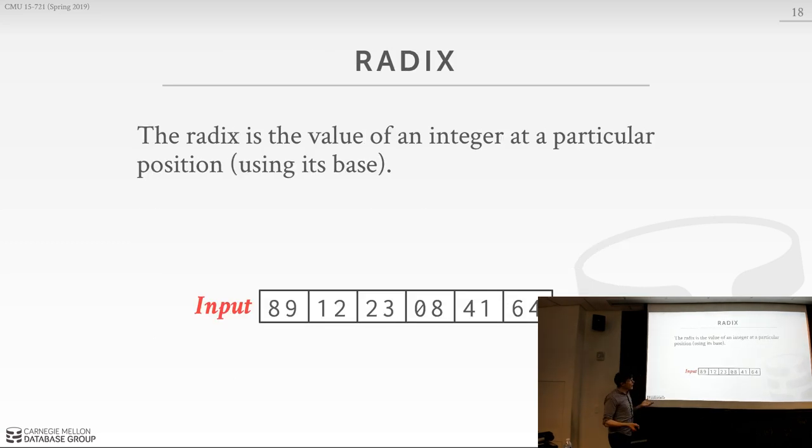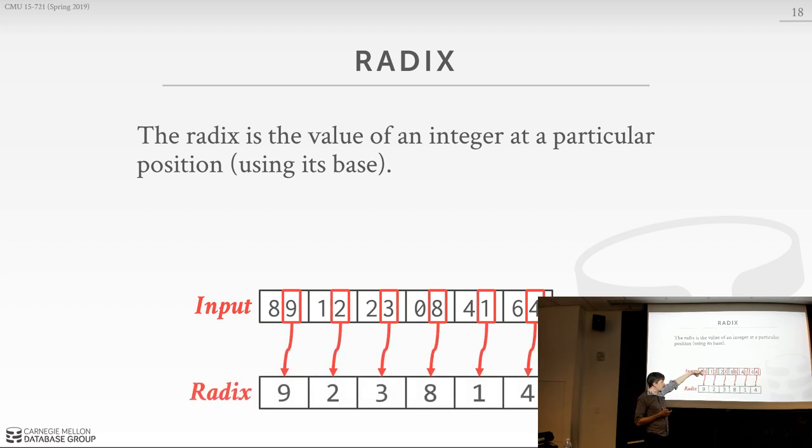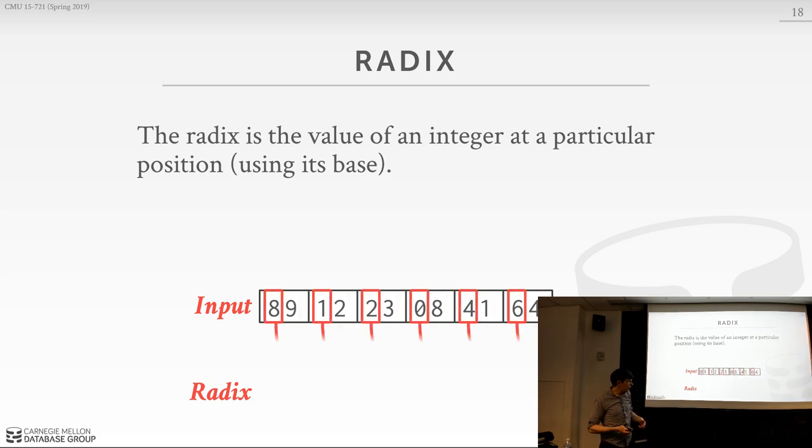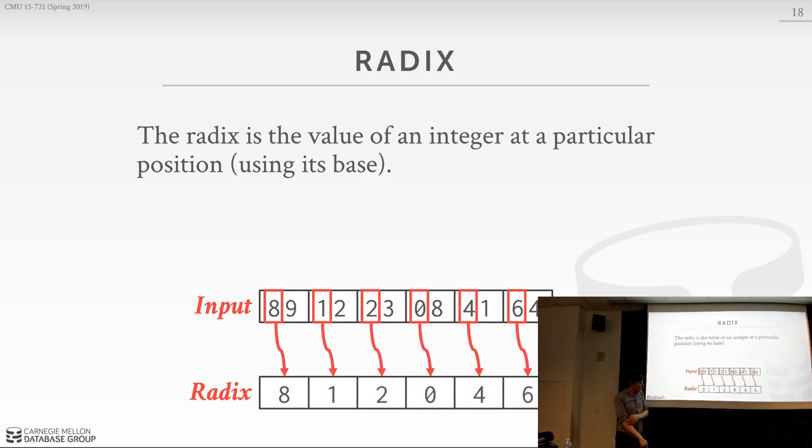All right, so the radix, as we already said in the radix tree, is just going to be some digit or position in a particular key. So let's say our input key sequence is 89, 12, 23, 0, 8, 41, 64. The radix for this position would just be 9, and 2, 3, 0, 8, 1, 4. So we're only looking at one digit of this, right? Same thing with the next one: 8, 1, 2, 0, 4, 6.